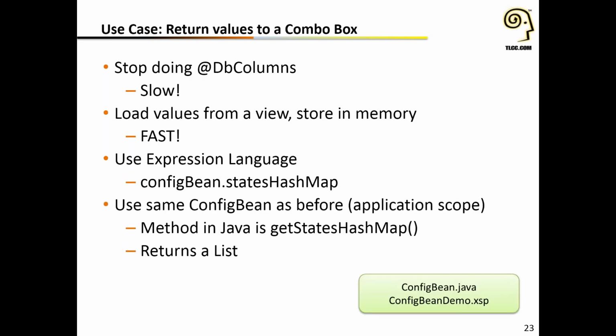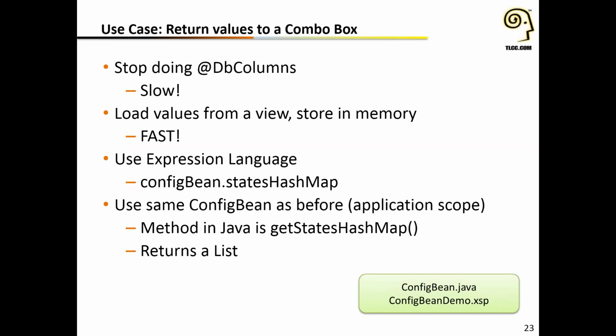Okay, so here's an example of using the ArrayList and using hash maps. Again, I said don't do @DBColumn. So going back to that example I had before with the states, we have a view that has the abbreviated name of the states and the full name of the states. Yes, we can do an @DBColumn and get that information. Don't do that. It's slow. All your users are going to be getting the same information. Let's just load the values from the view and store it in memory as an application scope bean maybe, and it's going to happen very fast.